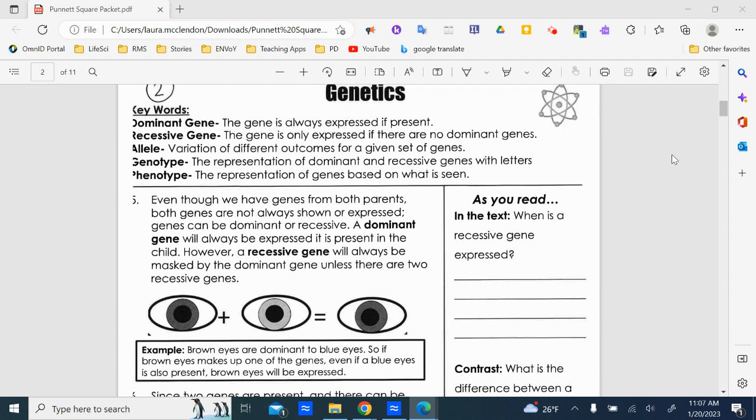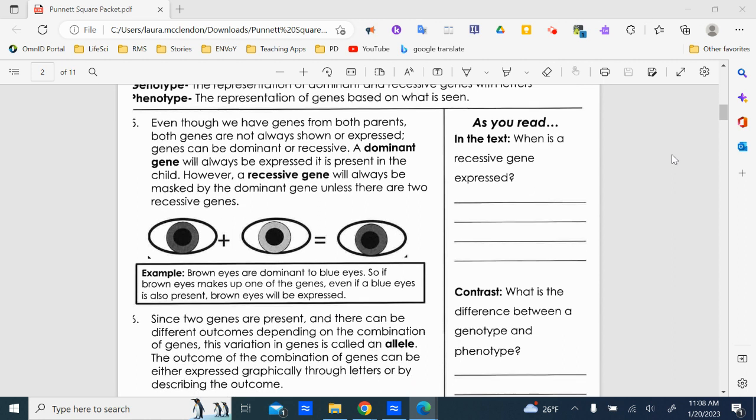Keywords. Dominant gene: the gene that is always expressed if present. Recessive gene: the gene is only expressed if there are no dominant genes. Allele: variation of different outcomes for a given set of genes. Genotype: the representation of dominant and recessive genes with letters. Phenotype: the representation of genes based on what is seen.